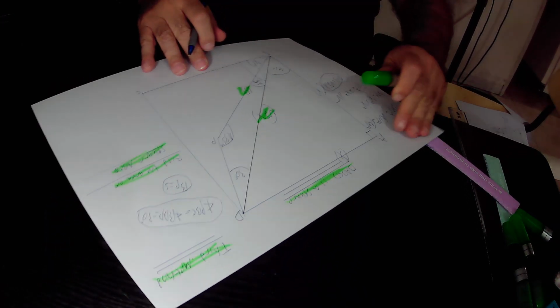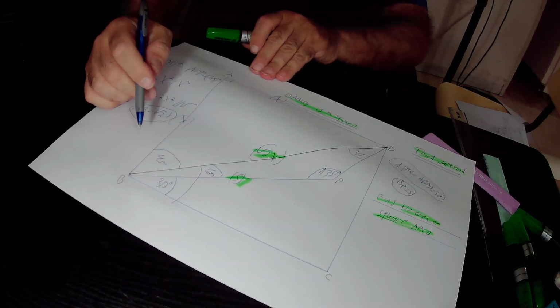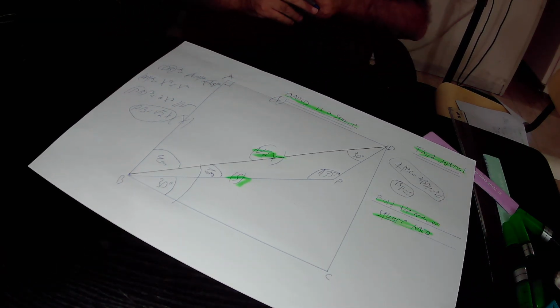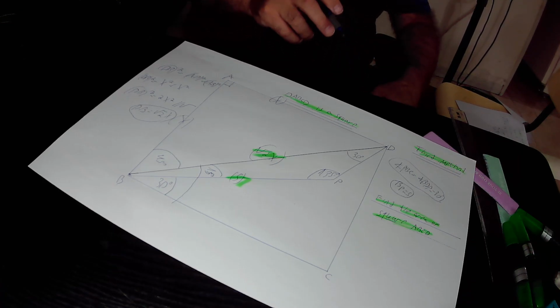In the next step, we will implement the law of sines. In this triangle DBP, the law of sines is true in any triangle, therefore we can implement the law of sines in this triangle DBP.